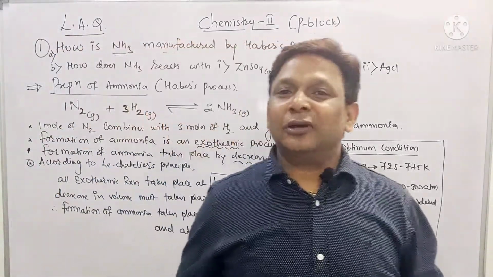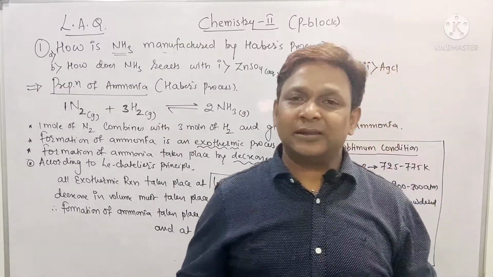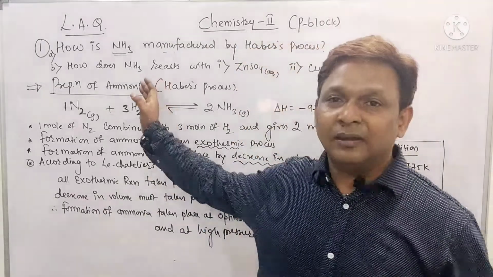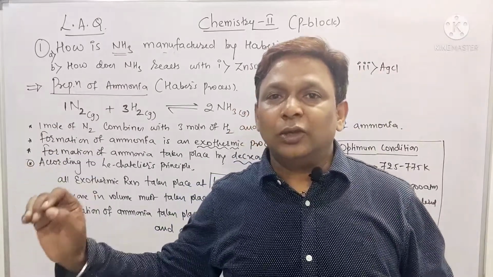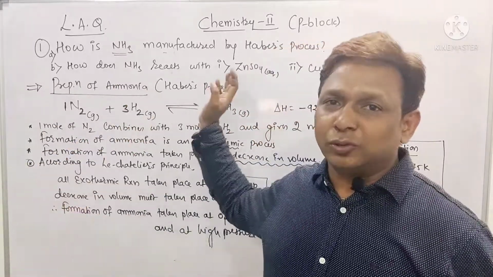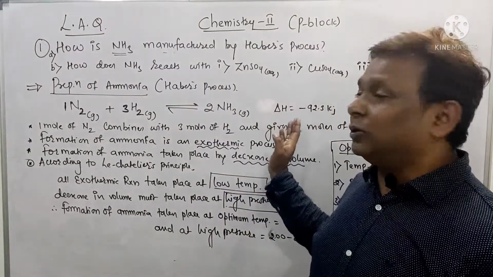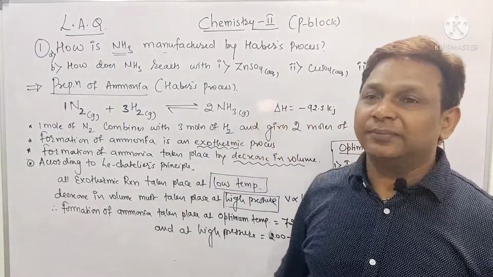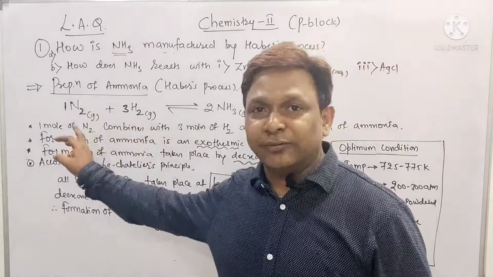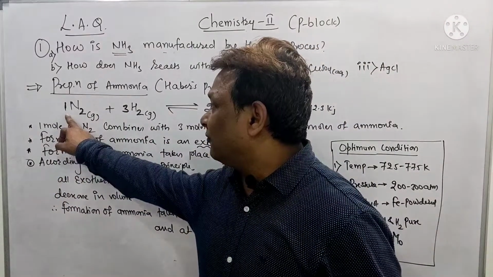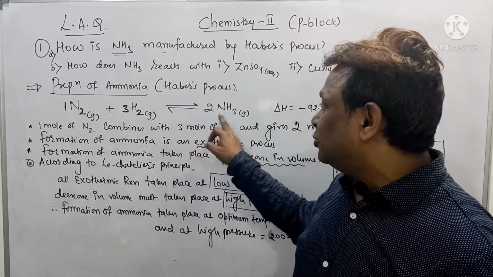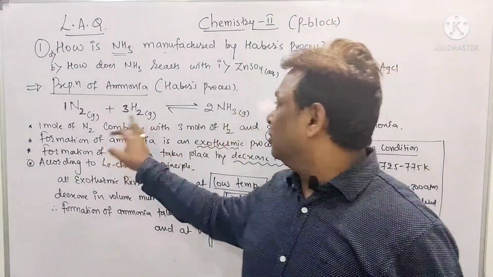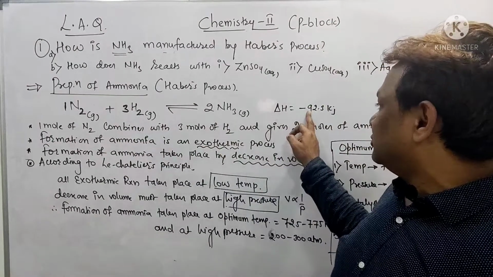How can ammonia be prepared or manufactured by Haber's process? See, beta, once again, I'll tell you. Preparation of ammonia by Haber's process: N2 plus 3H2 gives 2NH3, delta H equal to minus 92.3. By seeing this reaction, write down the first statement. 1 mole of nitrogen combines with 3 moles of hydrogen to give 2 moles of ammonia. Formation of ammonia is an exothermic process.